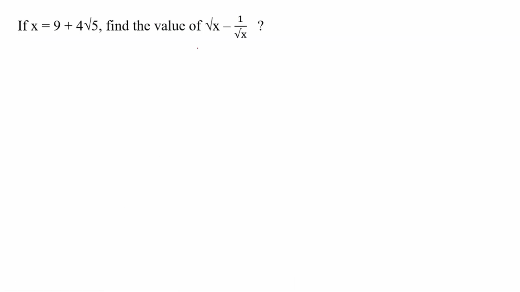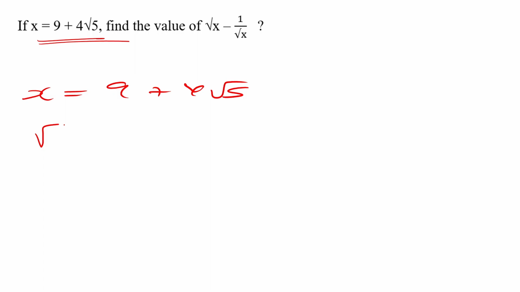Right, next question. If x is equal to 9 plus 4 root 5, find the value of x minus 1 by root x. Now, there are both conventional methods and simpler methods. I'll be teaching you the simpler method. In case you guys have any doubts, please let me know in the comment section. Now, if x is equal to 9 plus 4 root 5, find the value of root x. We're getting x is 9 plus 4 root 5.